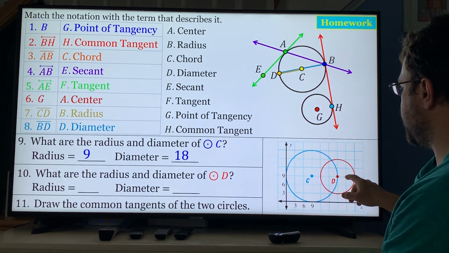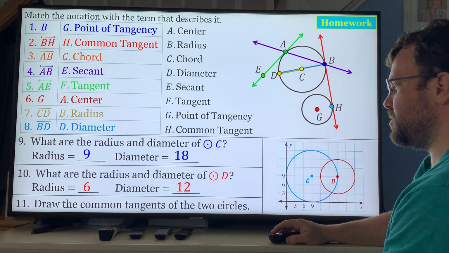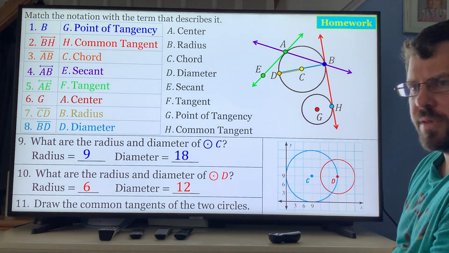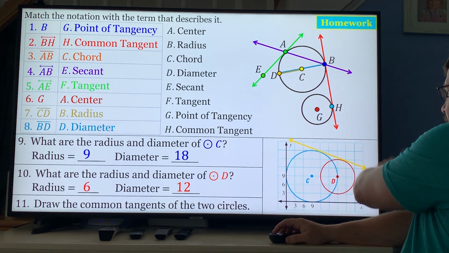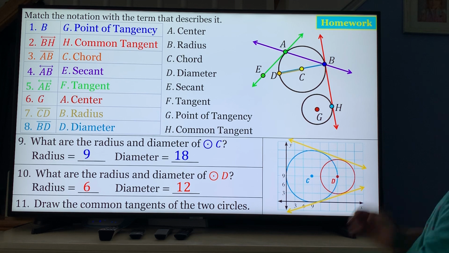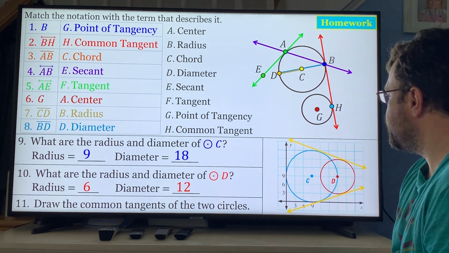So each one of these is 3, 3, 6. And the diameter is 2 times 6, which is 12. Now draw the common tangent lines to the circle. How many did you have? Hopefully you had 2. You have the top and the bottom. All right. Any questions with 1 through 11 from the homework?